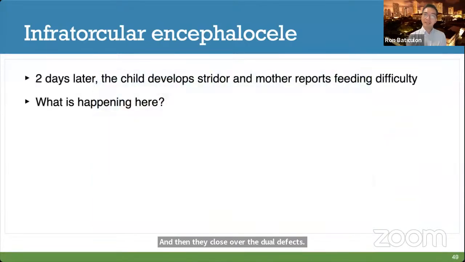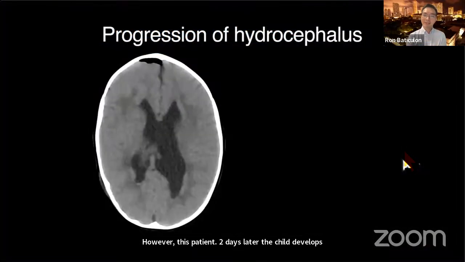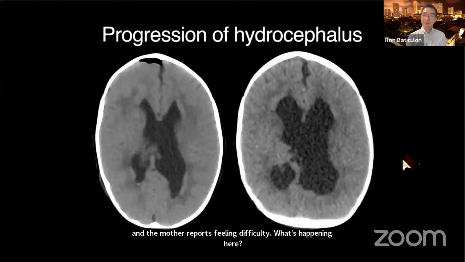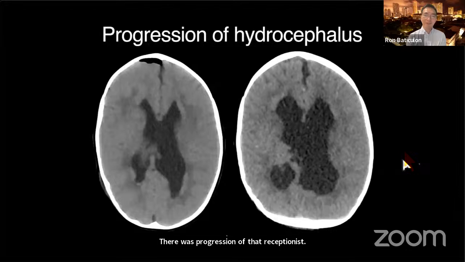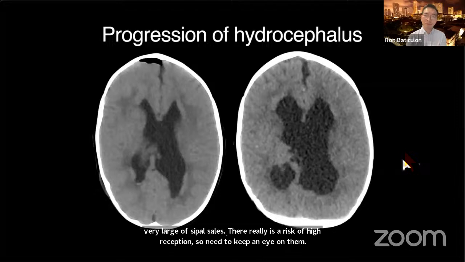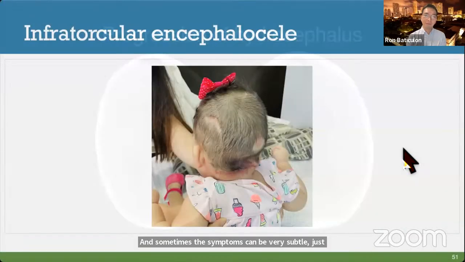However, 2 days later, the child developed stridor and the mother reports feeding difficulty. What's happening here? This is the initial CT. There was progression of the hydrocephalus. So take note, when you repair occipital encephalocele, especially very large occipital encephalocele, there really is a risk of hydrocephalus. So you need to keep an eye on them. Sometimes the symptoms can be very subtle, just abnormal cry, stridor, and difficulty feeding. So I put in a shunt and the child did well.